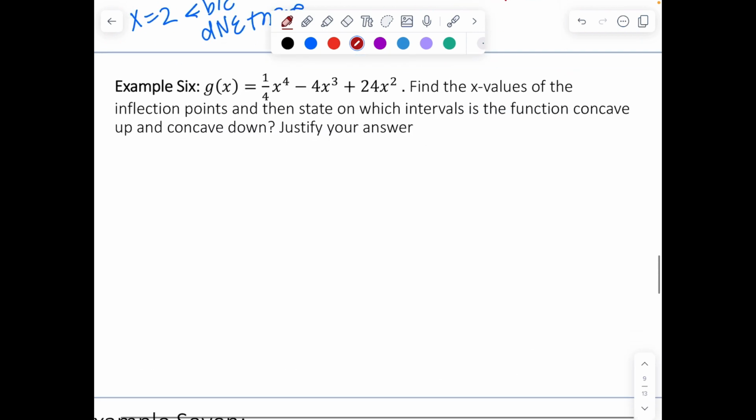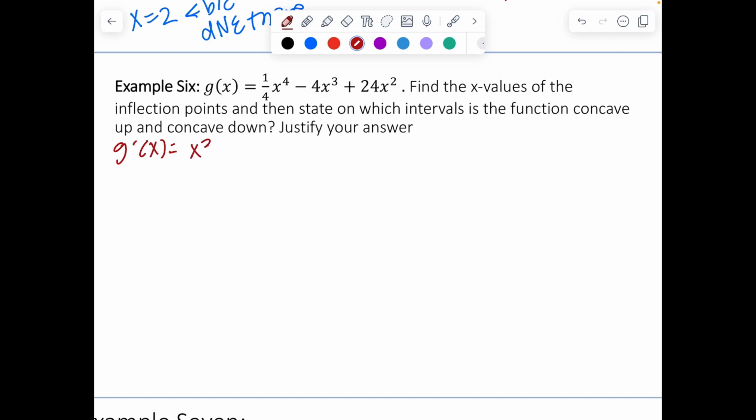Okay, but going on to this last problem, we'll do it real quick. We start by, let's read it, I guess. So g of x equals 1/4 x to the 4th power minus 4x cubed plus 24x squared. Find the x values of the inflection point and then state on which intervals the function is concave up and concave down. So for inflection points and concavity, I need the second derivative.